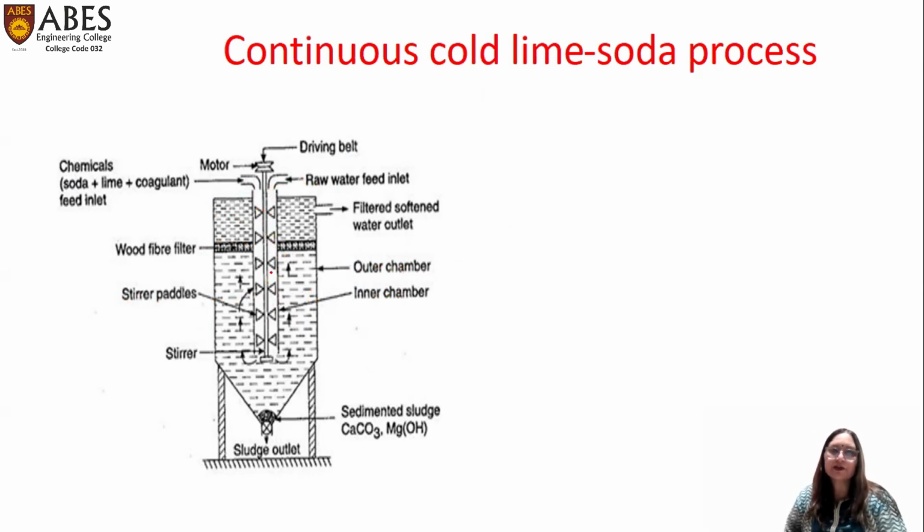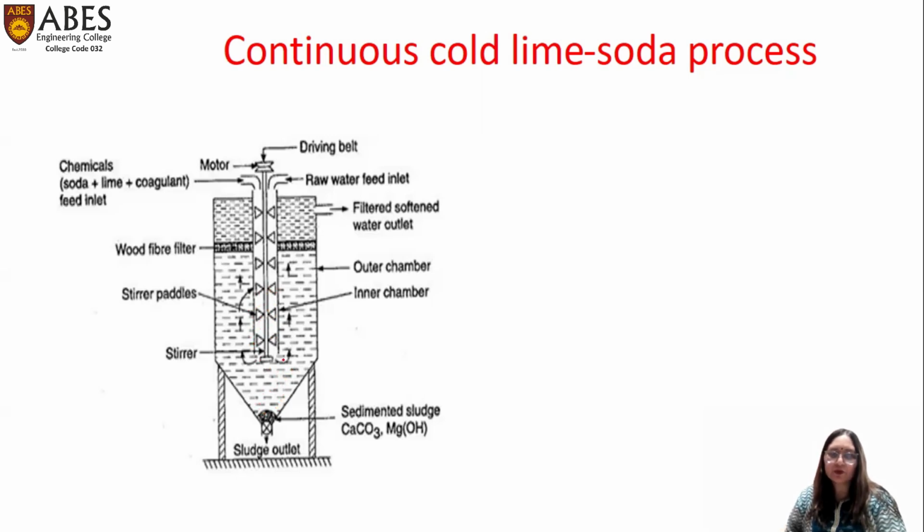This is a continuous process in which hard water and chemicals in calculated amount are continuously fed from the top into the inner chamber. It means there are two chambers. This is the inner chamber and this is the outer chamber. Stirrer will start as hard water flows down and mixing takes place. Softening of water takes place in the inner chamber and precipitate, that is called sludge, settles down at the bottom.